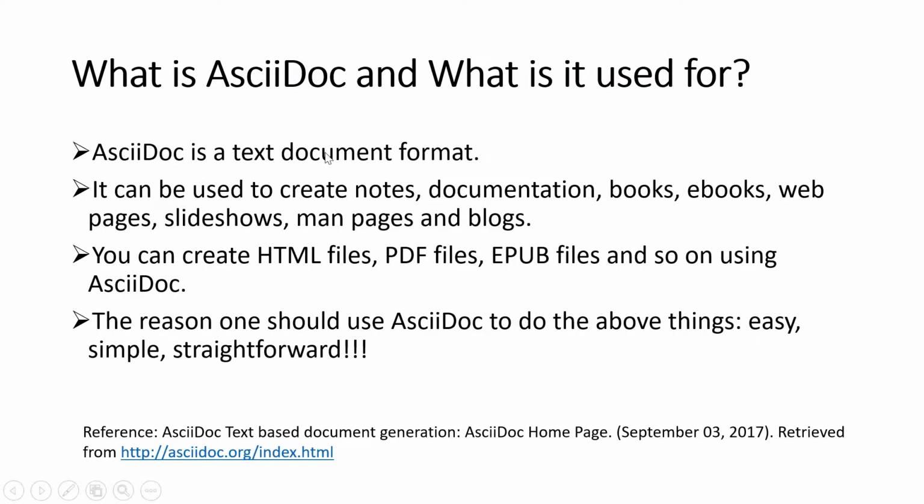So what is AsciiDoc and what is it used for? AsciiDoc is a text document format. It can be used to create notes, documentations, books, ebooks, web pages, which I think is very useful, and also a very important part is the PDF files, and also the ebooks. And the reason that one should use AsciiDoc is because it's really easy, simple, and straightforward. You don't need a lot of coding.